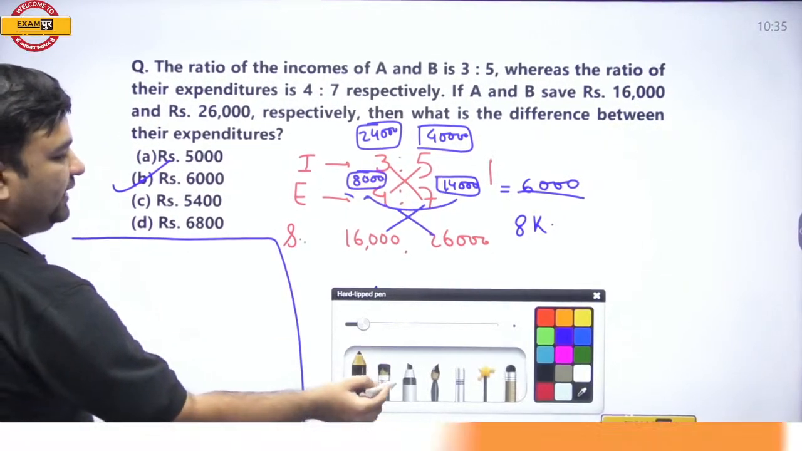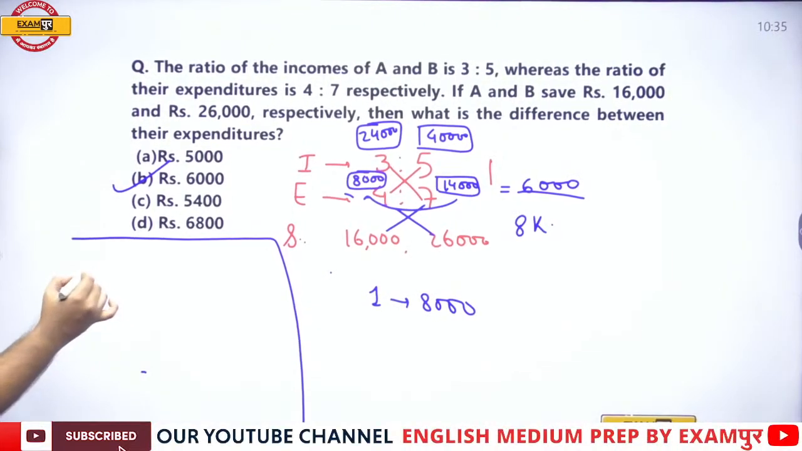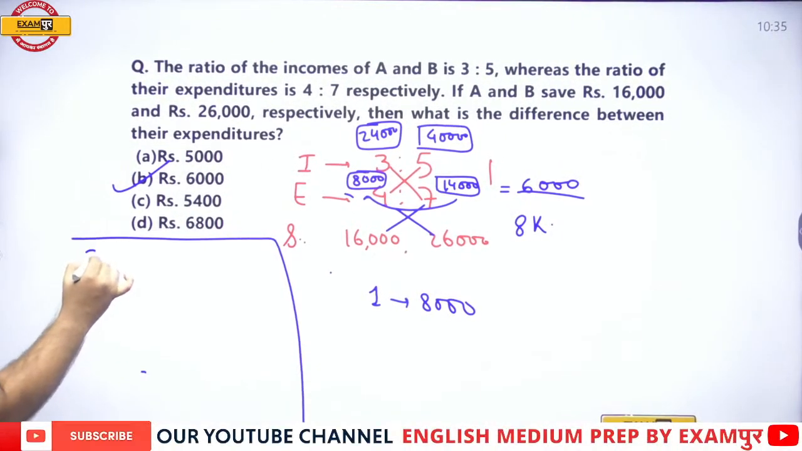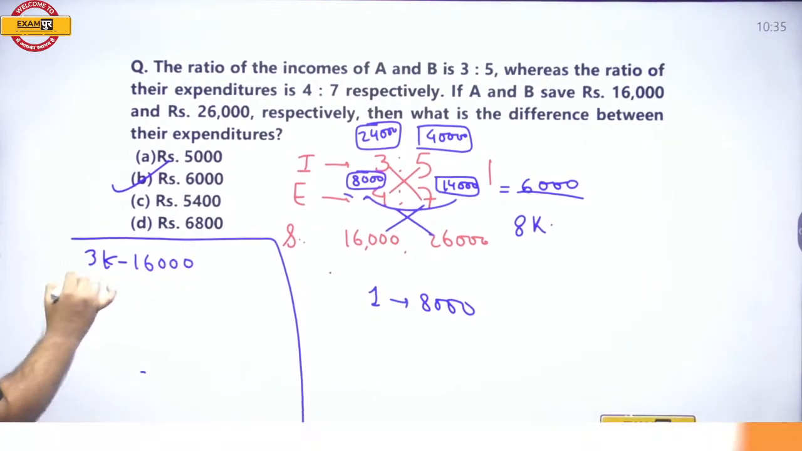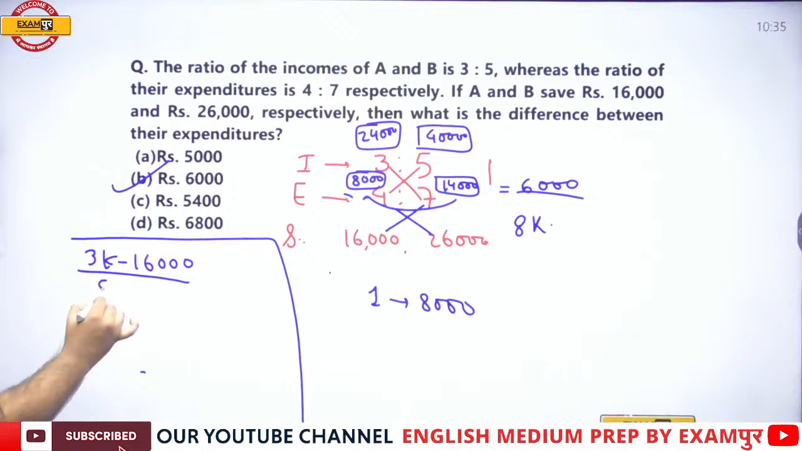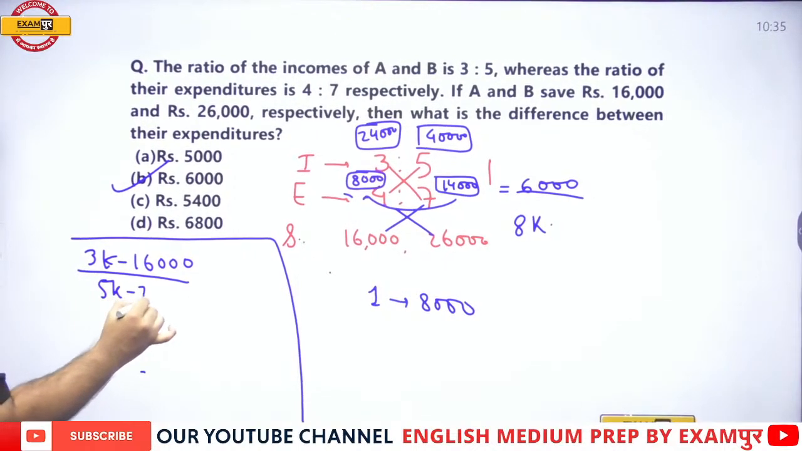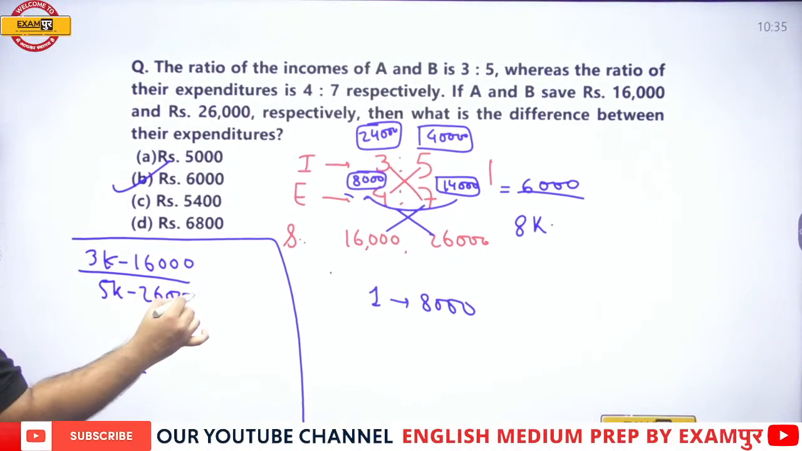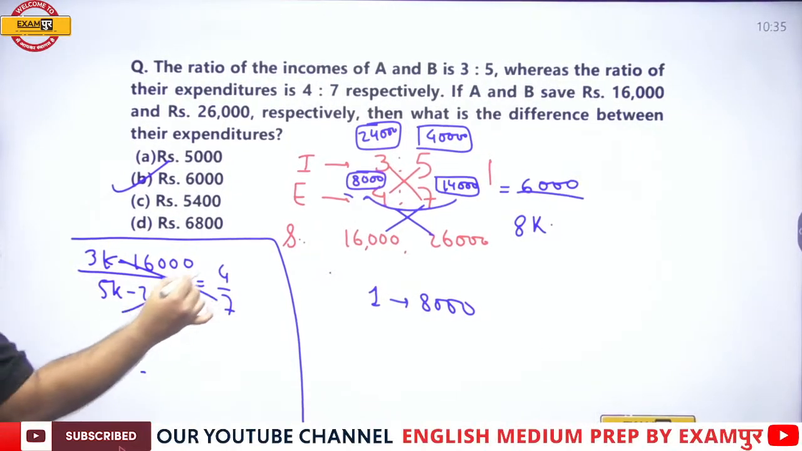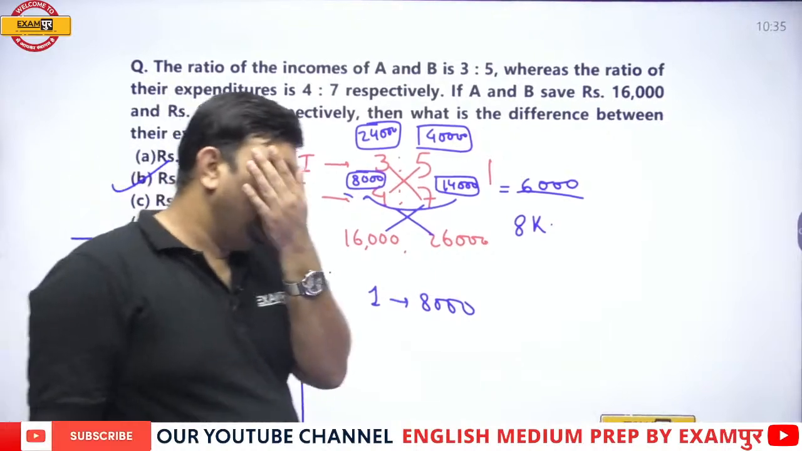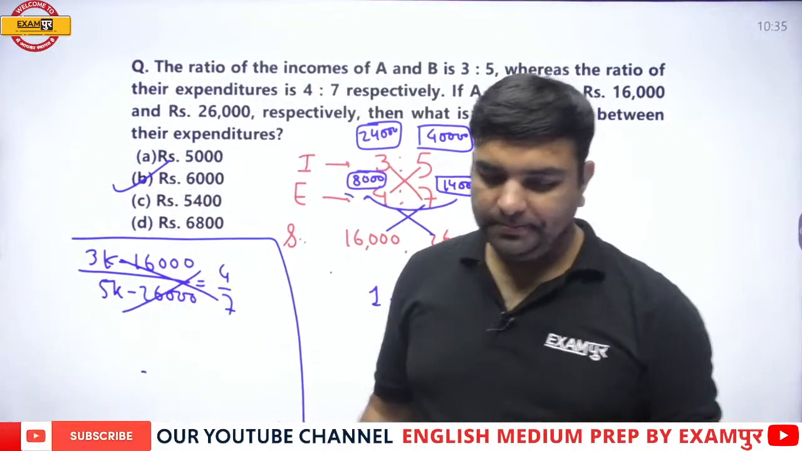However, if you want to write the equation, then the equation writing would be: let the income be 3K, saving is 16,000. Let the income be 5K, saving is 26,000. Four ratios. First you will find the income from here, then you will find the expenditure.